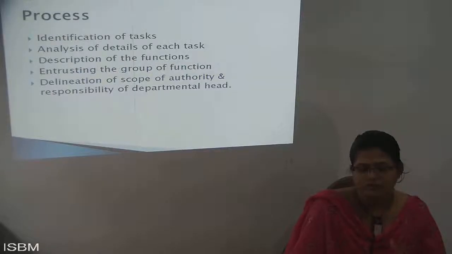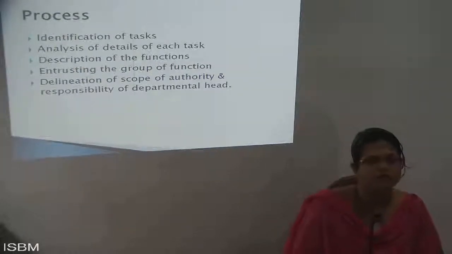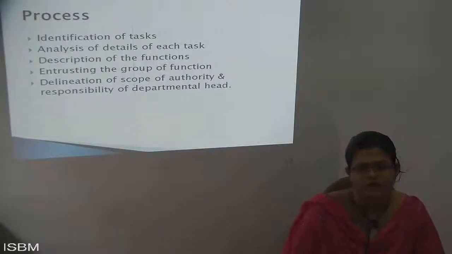So we learn the different process also: how the task was, they need to identify the task. Then afterwards they analyze the task, then the description of the task, then finally they entrust the group of functions. Then finally comes the scope, where responsibilities and authority are delegated and allocated to the head of the people in the departments at that time.